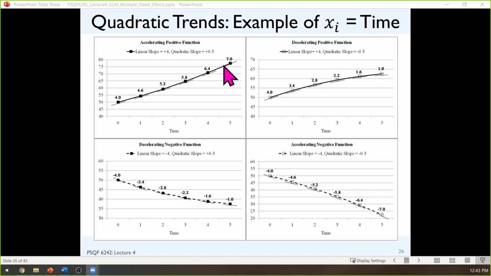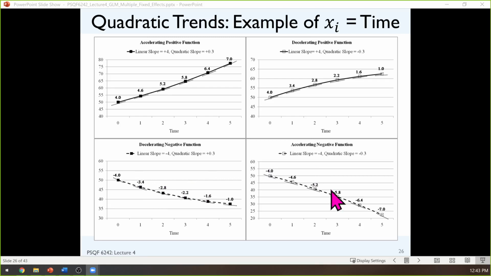You can either have a linear slope that gets sped up, so acceleration: it's a positive slope that gets more positive. That's the first picture here on the top left. You can have a positive slope that slows down. That's the top picture here on the right, where the relationship is diminishing the further up you go. You can have a negative slope that slows down. That's the bottom left here. Or you can have a negative slope that speeds up.